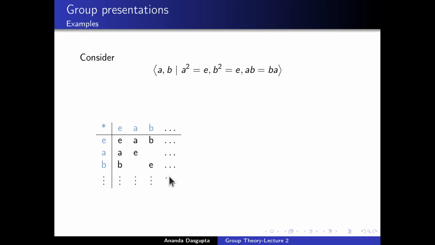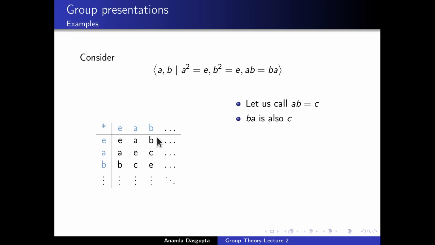Now, there is nothing in the rule so far which tells us that A times B, the element that is sitting here, is going to be the same as any of the elements E, A and B. And remember, the only relations we are allowed to impose on the group are the relations which are listed out here. So the only option we have is to say that A times B is a new element. Let's call it C. So we have put in a C here. But the relationship that AB equals BA tells us that BA must also be C.